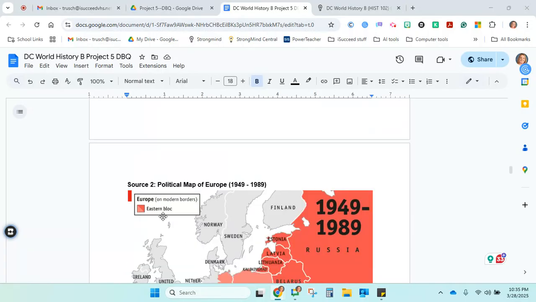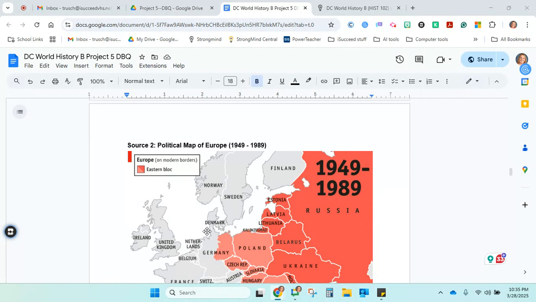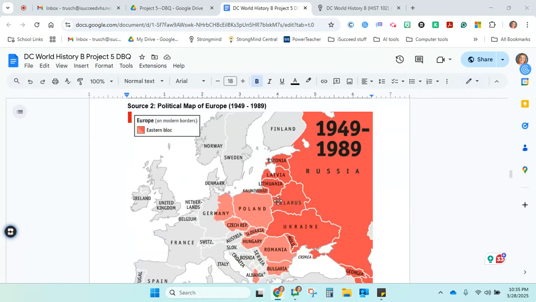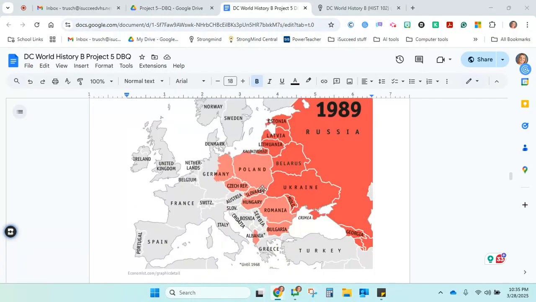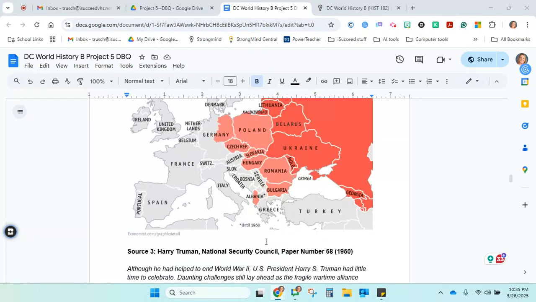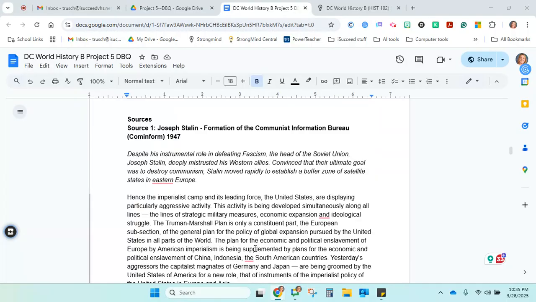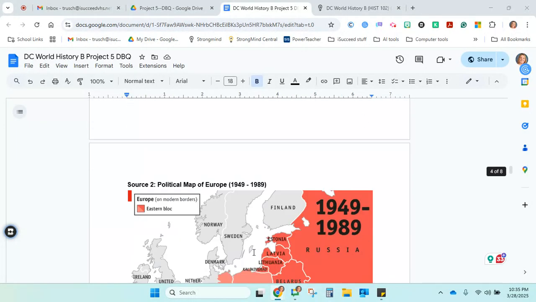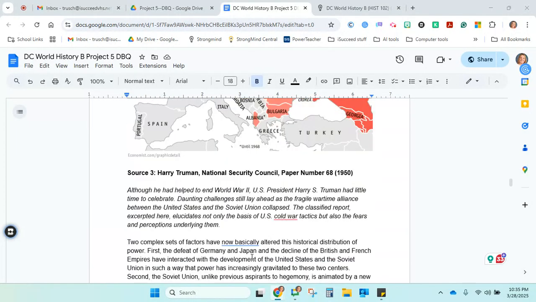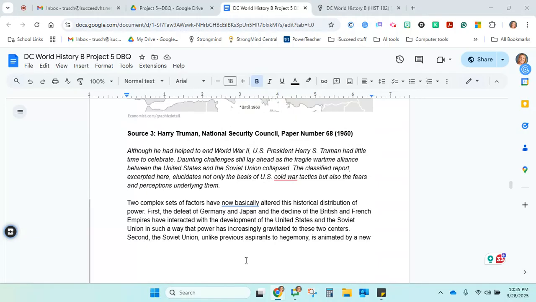Only use documents that go for what your claim is. Okay, here's a political map of Europe from 1949 to 1989. Here's Russia. Here's the Eastern Bloc, and then here's kind of the buffer zone right here. All right, so there you go. Okay, so that kind of goes along with source one. Those are two sources that you could use to say that he is to blame.